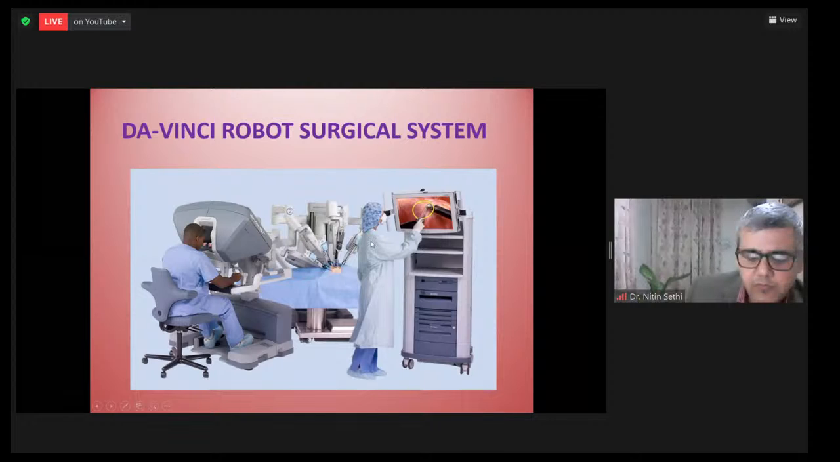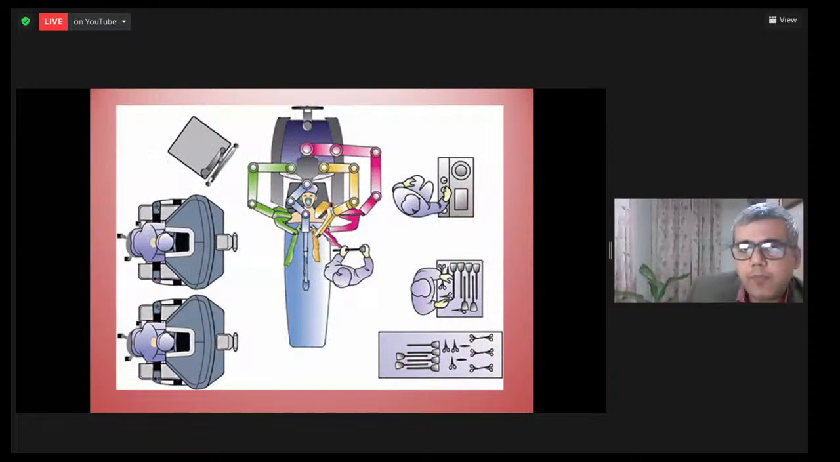The advantage of robotic surgery is that it provides a three-dimensional view of the surgical field, and the robotic arms allow seven directions of movement, which is more than what a human arm can do, and also allow two ranges of axial rotation.